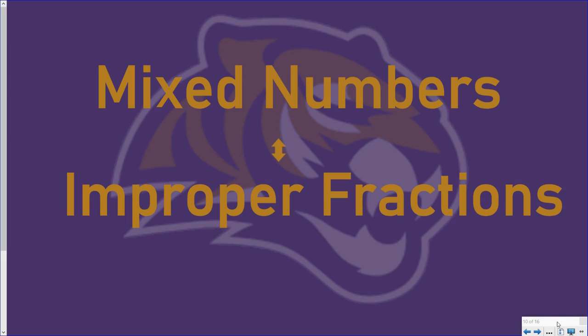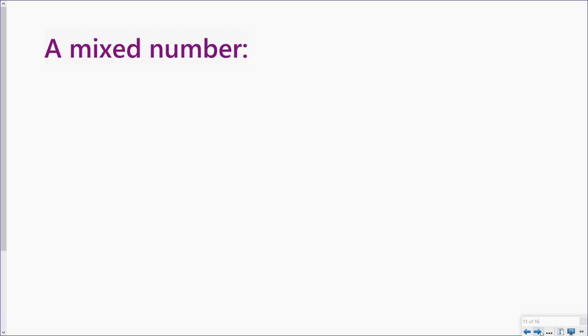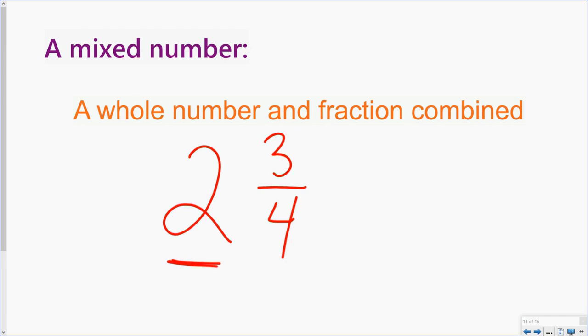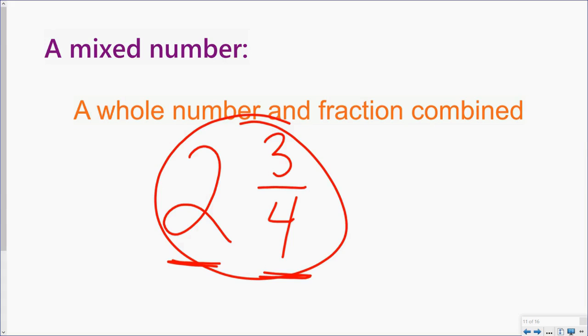In this video, we're going to take a look at mixed numbers and improper fractions. So first of all, let's take a look at a mixed number. A mixed number is a whole number and fraction combined. So for example, a whole number would be 2 and a fraction would be 3/4. So this is what a mixed number would look like. It has a whole number and a fraction combined for one value.